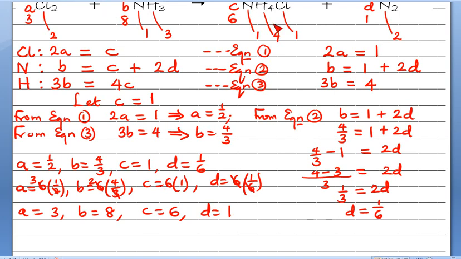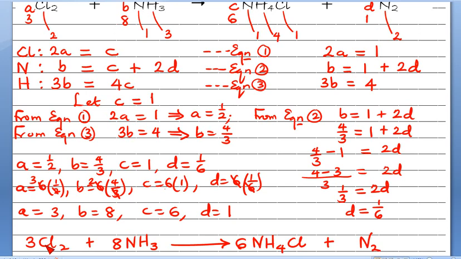So let's rewrite the final equation. So instead of A, I write 3Cl2 plus B, I put 8 there, 8NH3. That gives us, instead of C now I put 6, 6NH4Cl. And then instead of D, 1, but since it's 1, I won't write the 1, I'll just leave it as an ordinary N2. We can check if this is balanced.